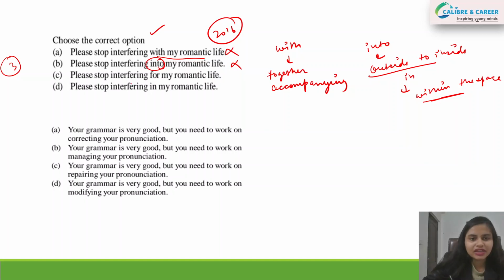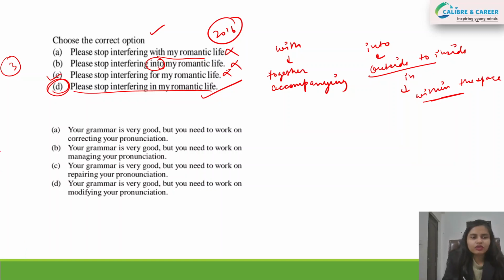Please stop interfering for my, this is totally incorrect. This you can easily discard. And D is: please stop interfering in my romantic life. That means something that was already existing, and you are saying there is no motion here. You are just saying within the space that is existing. So romantic life, that is there. So please stop interfering in my romantic life. Into my romantic life will be incorrect. Hence your correct option will be option number D.